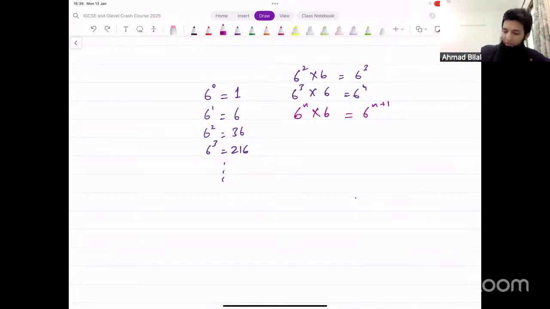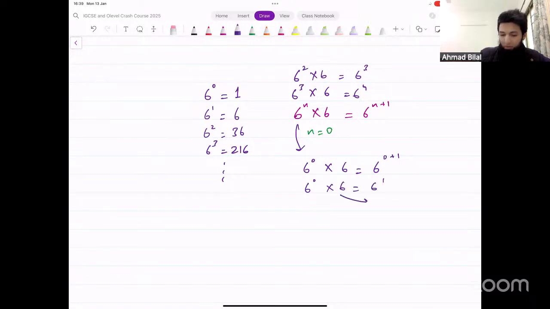Now, what if n was equal to 0 here? What do we get from that? We get 6 raised to power 0 multiplied by 6 equal to 6 raised to power 0 plus 1. And what does that give us? 6 raised to power 0 into 6 equals 6 power 1.